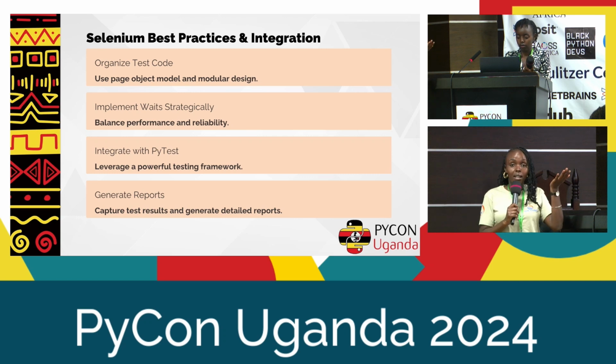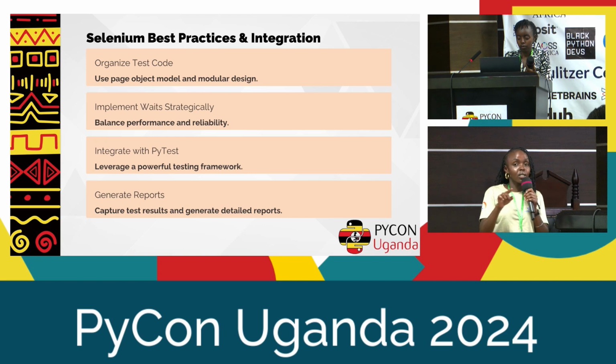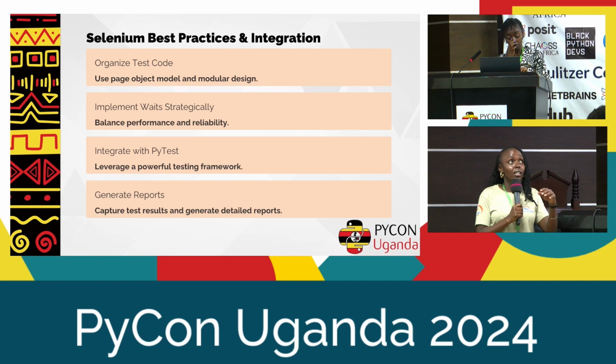Also, when you're naming the functions, the test code, always remember this: it's test underscore, or test, and then camel case describing what the test is going to do. So if this test is going to log in, that becomes test_login. This is going to buy tickets: test_buy_tickets. So that's how you organize your test code.